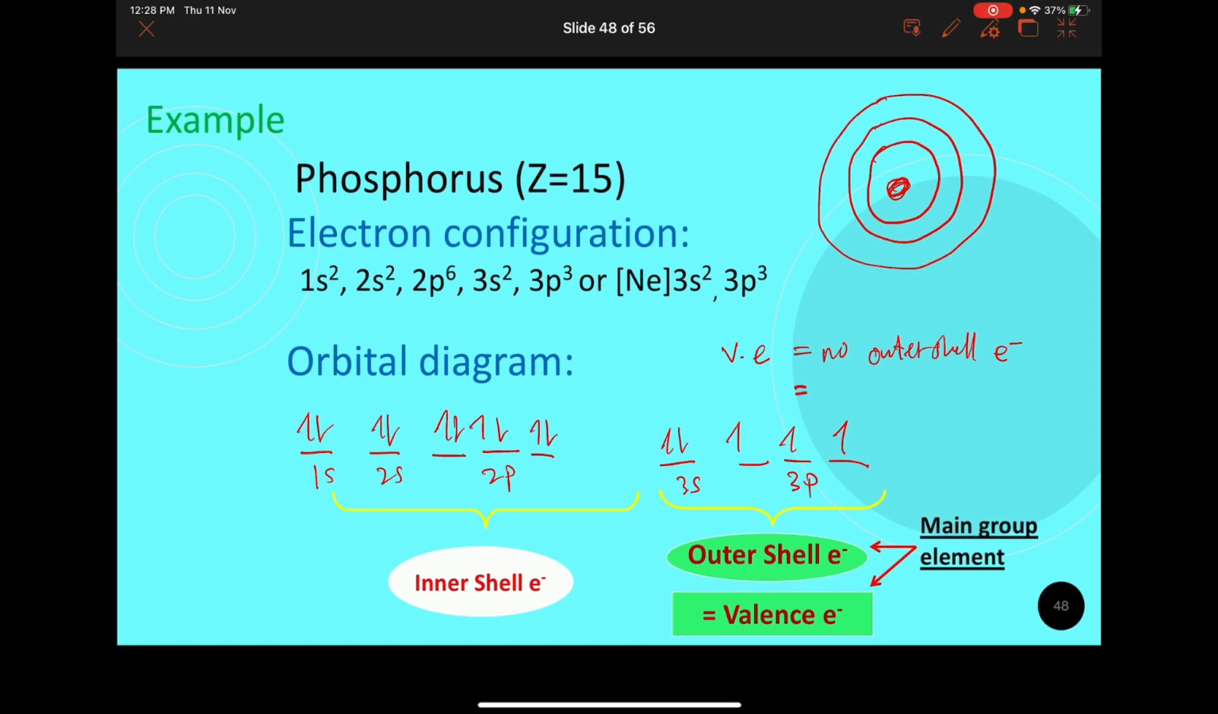In N3, there are 3s and 3p. For N2, we have 2s and 2p. For n equal to 1, we have 1s. So this is the outer shell electrons. In the outer shell we have 1 2 3 4 5 electrons. So the valence electron for phosphorus is 5 electrons. This is how to determine the valence electron for phosphorus.